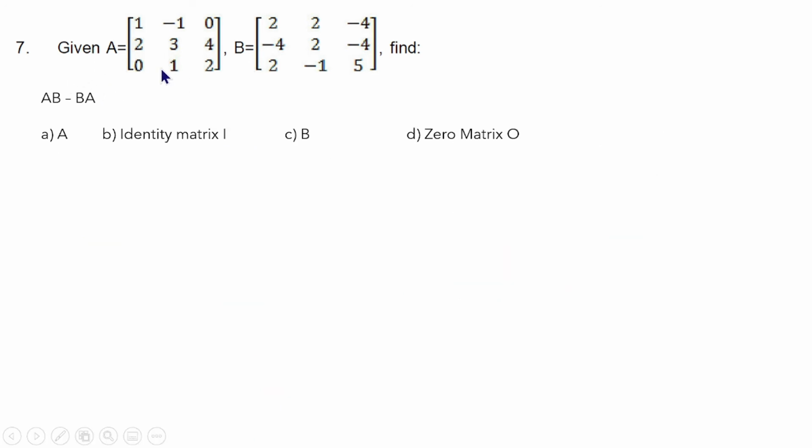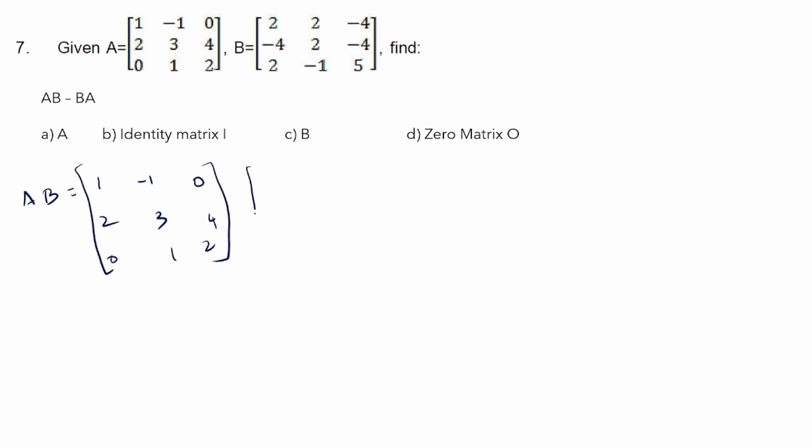Next question, given A equal to B equal to the same matrix, find AB minus BA. We have to see whether AB minus BA is equal to A, or the identity matrix I, or the matrix B, or the 0 matrix O. Now let us find AB. AB we have to multiply these two matrices. So let us write 1 minus 1, 0, 2, 3, 4, 0, 1, 2 into 2, 2 minus 4, minus 4, 2 minus 4, 2 minus 1, 5.